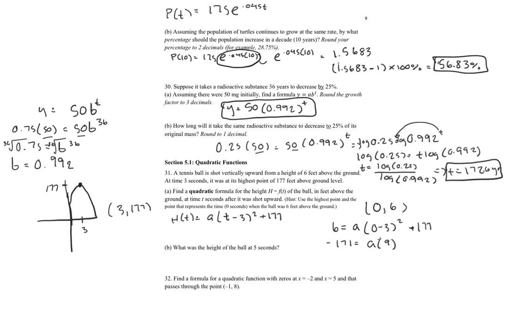Then we can divide by 9 on both sides, and we get a equal to negative 171 over 9, or negative 19. Then we can put that in. Now that we have our a, we can say our height function, h of t, is equal to negative 19 times t minus 3 squared plus 177.